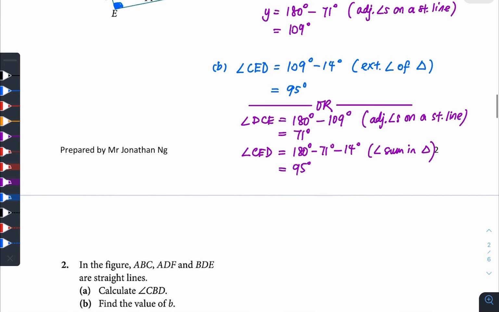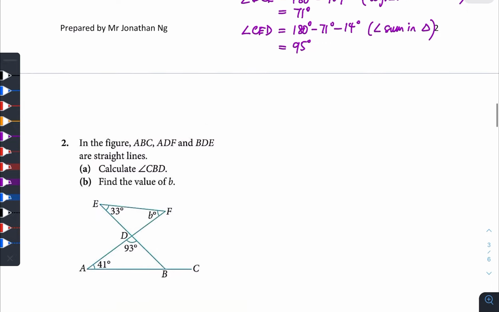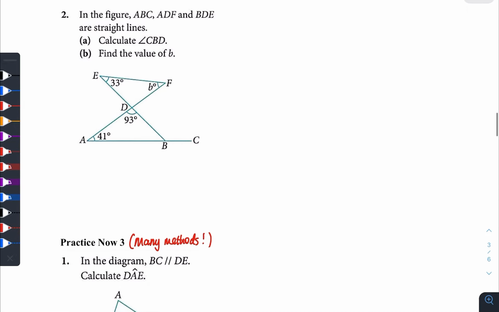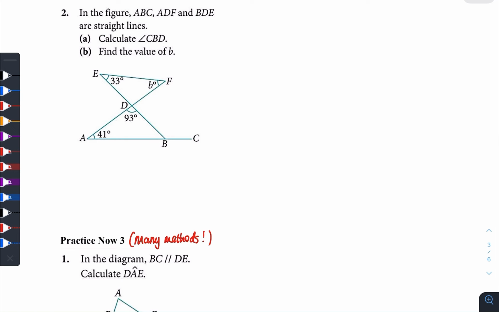So now let's take a look at a few more questions to sharpen our applications. For number 2, in the figure below, we have ABC, ADF, and BDE are straight lines. Because they are straight lines, there's many things that we can do. We can make use of vertically opposite angles and so on. So calculate angle CBD. Where's angle CBD? Over here, CBD. This is the angle that we're interested in.